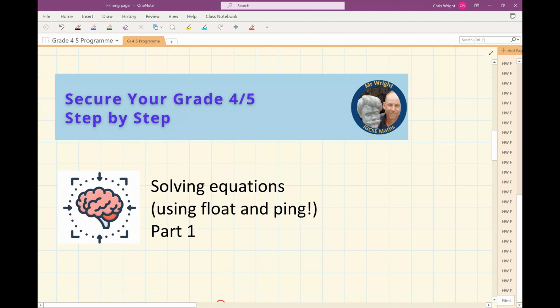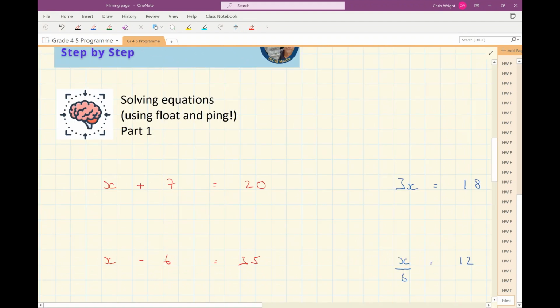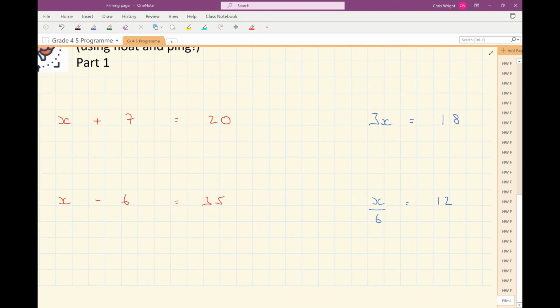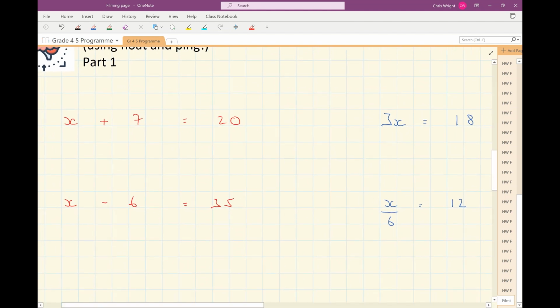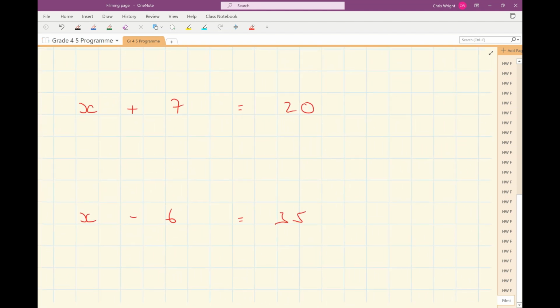In this film we're going to look at solving equations using the float and ping method. Once you've got the hang of the float and ping method, you can solve really quite complex equations. To get the hang of it, we're going to look at these four relatively straightforward examples. First of all, we're going to look at the two on the left, the two in red.